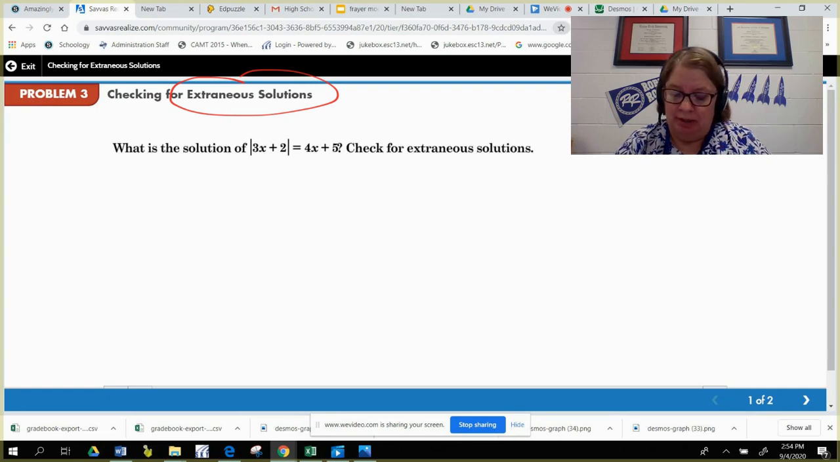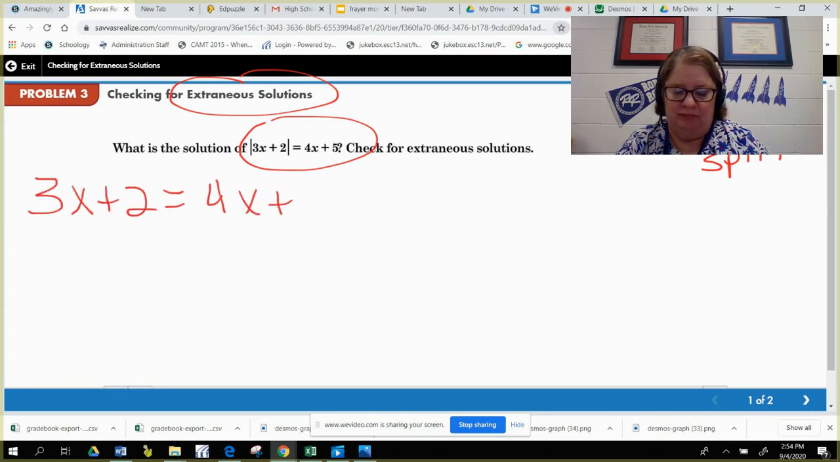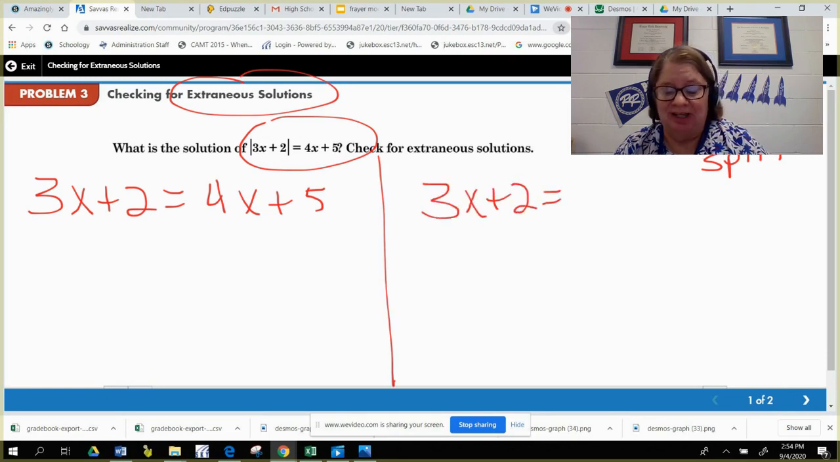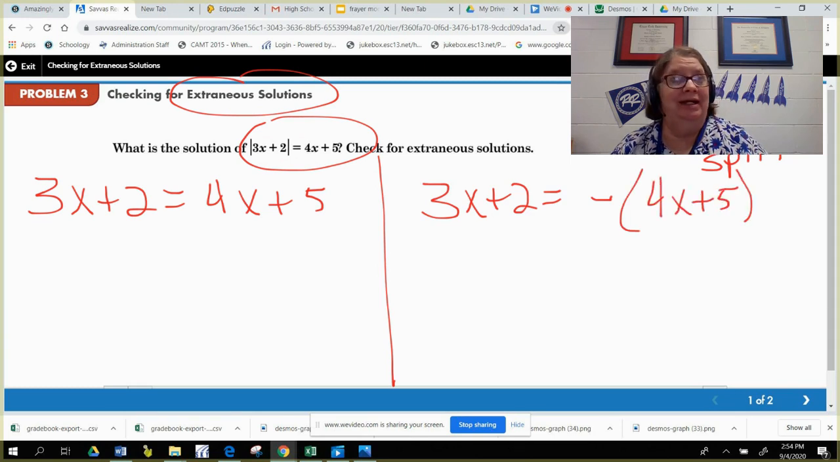We know that we have to isolate the absolute value. That's already done, right? Next is split. So I'm going to do 3x plus 2 equals 4x plus 5 and 3x plus 2 equals negative (4x plus 5). Remember, we have to put the parentheses there because the negative applies to both the 4x and the 5.